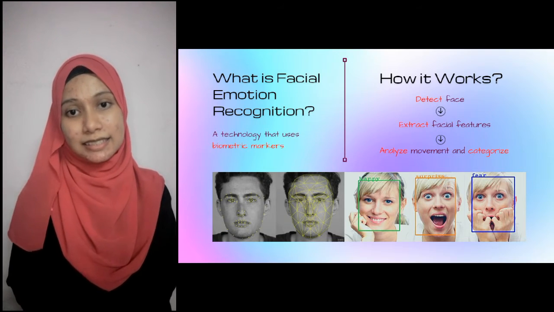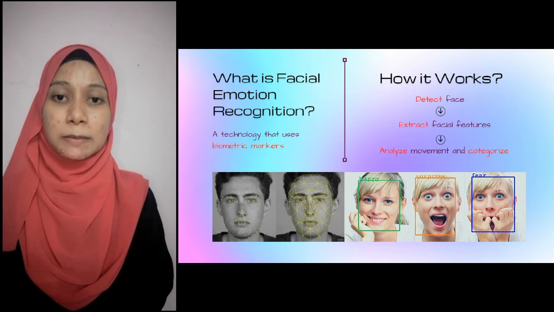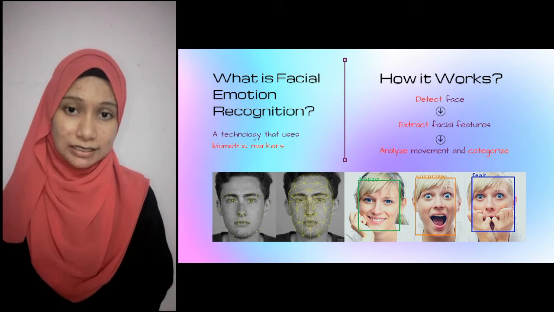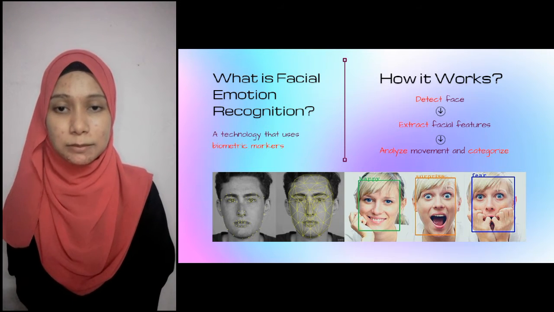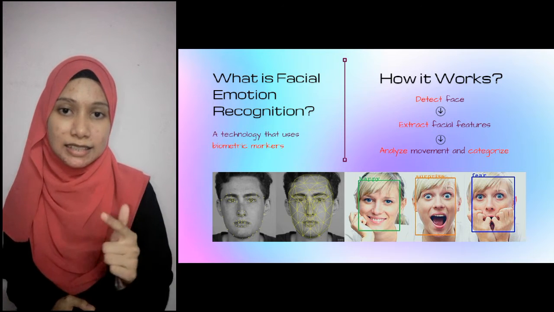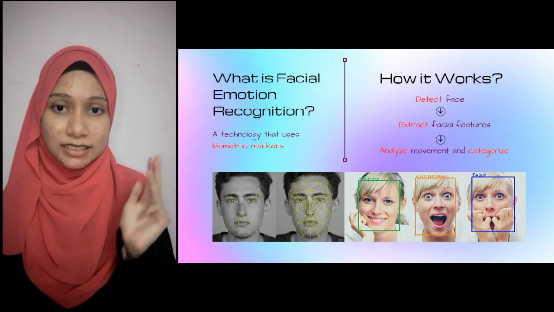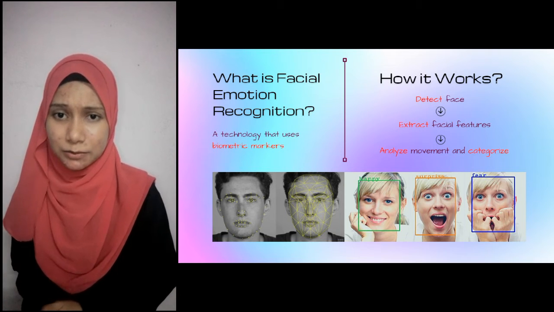So basically, this technology uses biometric markers, where it will examine the subject's facial characteristics and detect emotions in human faces, where it is able to detect up to 6 basic emotions such as happiness, sadness, anger, fear, disgust, and surprise. So, how does this technology work?